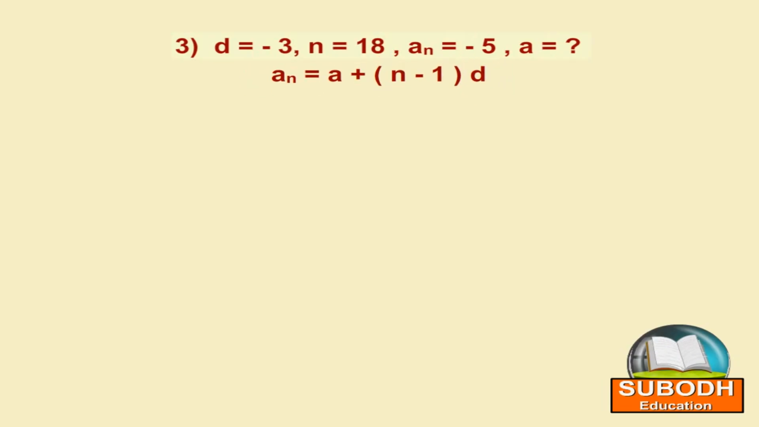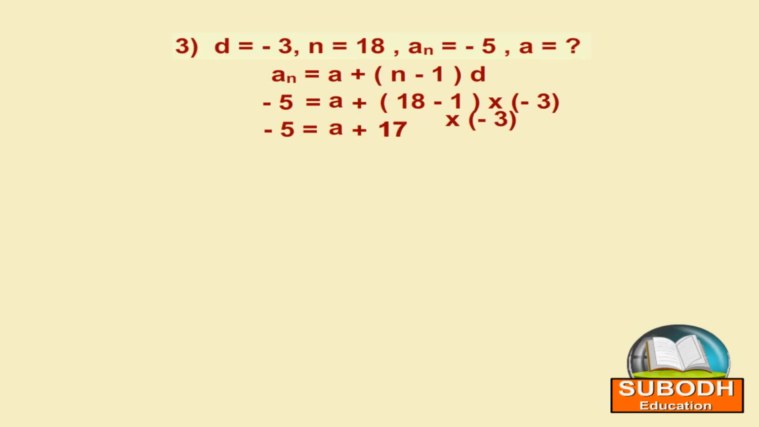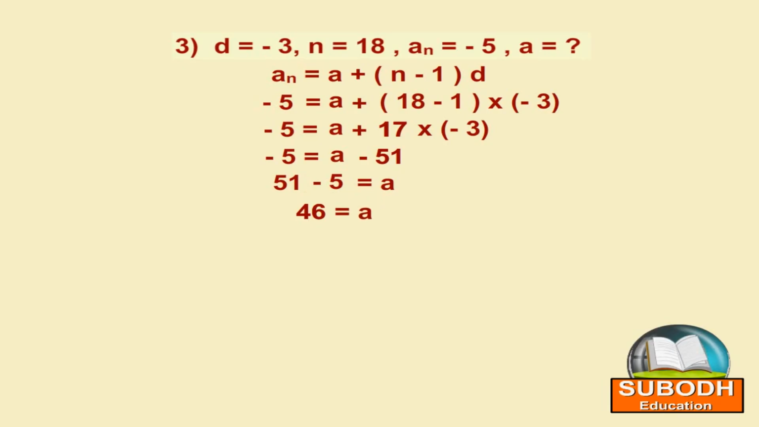a_n is equal to a plus (n minus 1) into d. Minus 5 is equal to a plus (18 minus 1) into minus 3. Minus 5 is equal to a plus 17 into minus 3, which is minus 51. Transferring minus 51, we get plus 51. Minus 5 plus 51, 46 is equal to a.